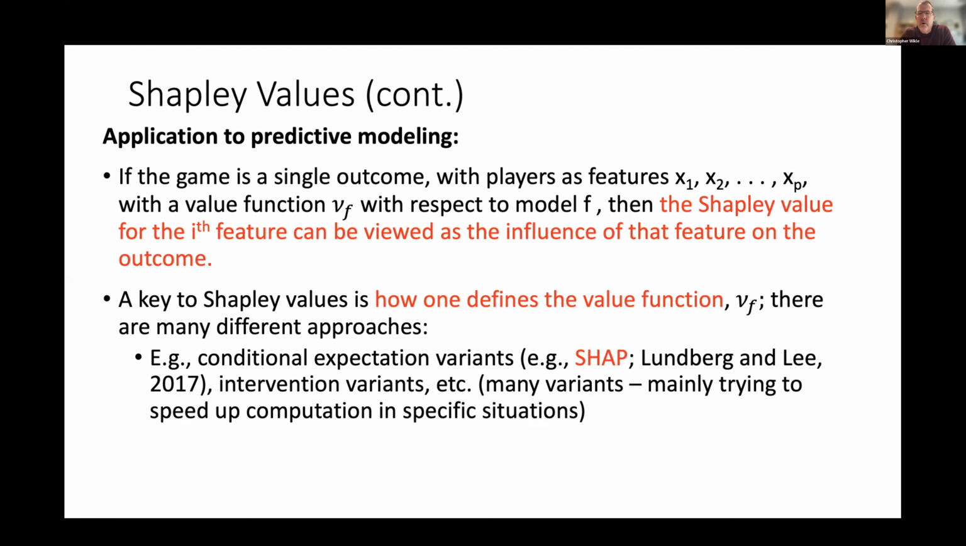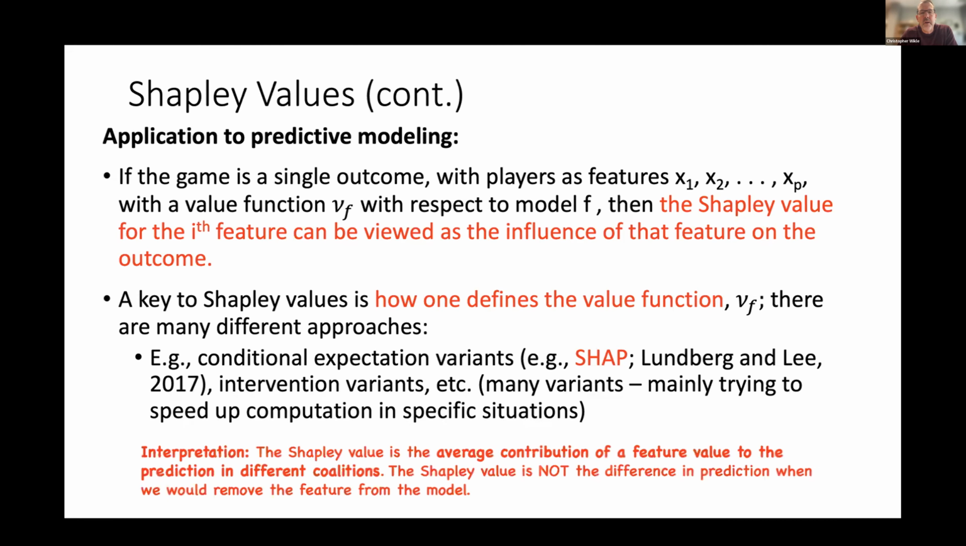It's kind of beyond the scope here, but just keep in mind that there are plenty of ways to establish this value function. The biggest problem is that it's going to be pretty computationally intensive. So there are a lot of different variants that help with specific computational concerns, and in some cases for specific models, so they're not so model agnostic.